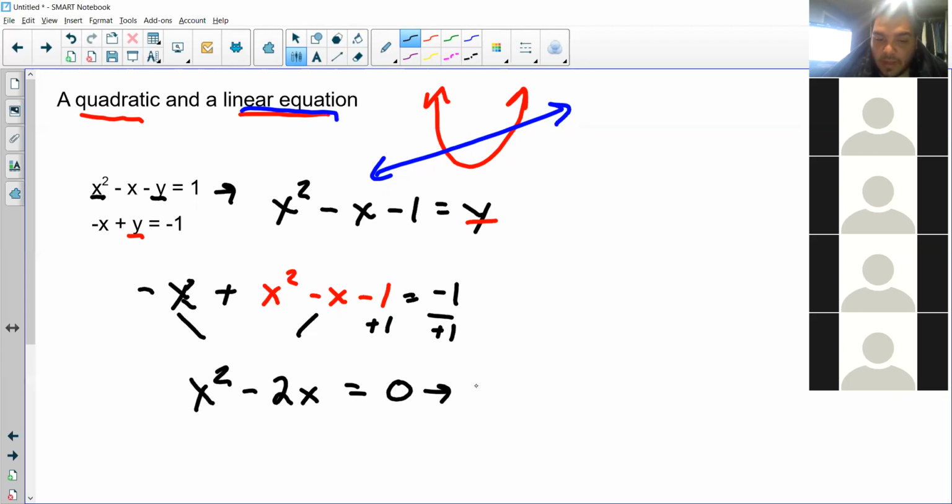Now from here, you can factor out x. Again, it has to equal 0. Don't forget that. And then from there, you could solve. This is going to be x equals 0 on the left, and that's going to be x equals positive 2 on the right. Remember, you could split and solve each one individually.